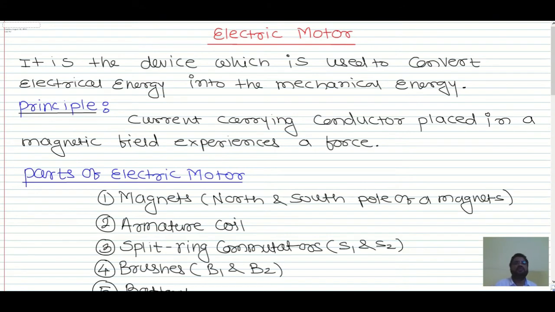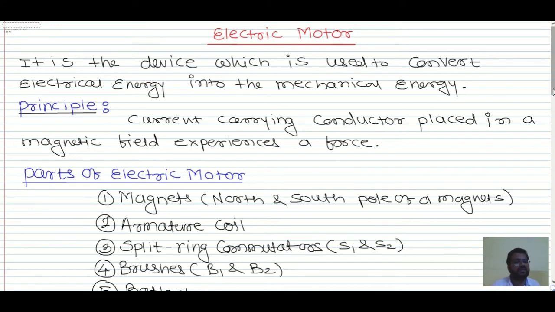So the electric motor is the device which is used to convert electrical energy into mechanical energy. The electric motor just takes the electrical energy and converts it into mechanical energy. In this, electrical energy is from the cell, we can say, and the mechanical energy is the rotation of the blades, we can say, right? So the electric motor takes the electrical energy and converts it into mechanical energy.